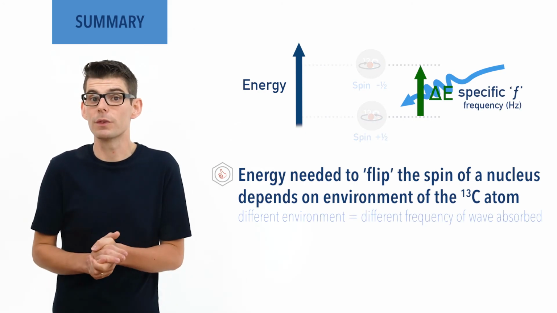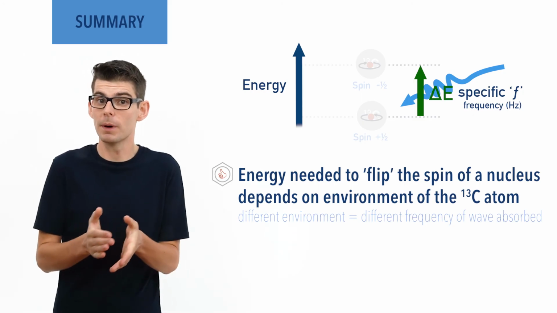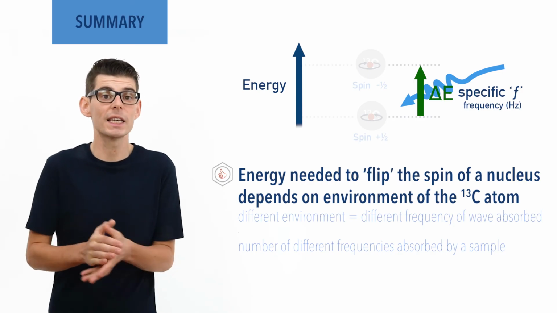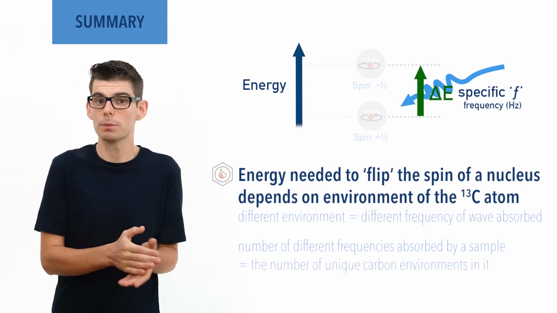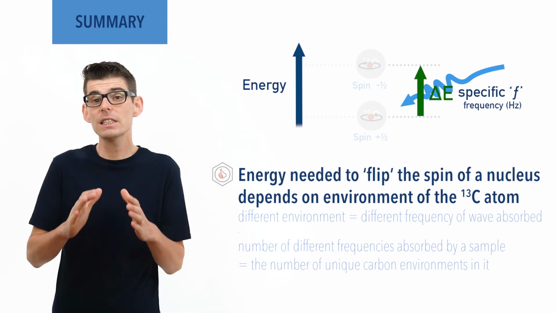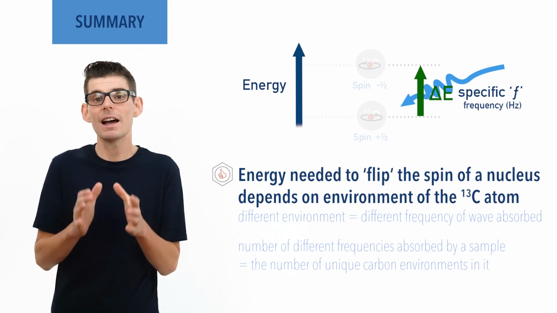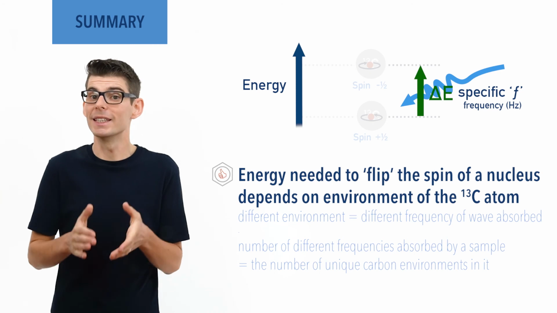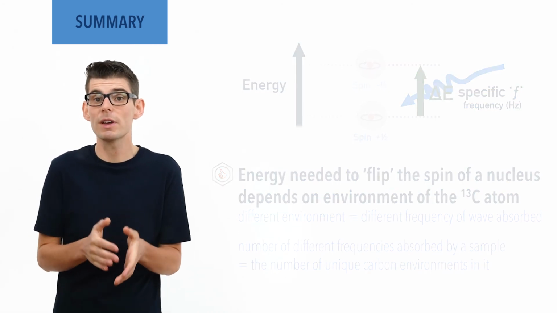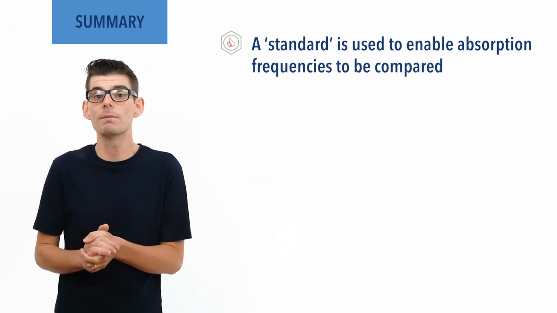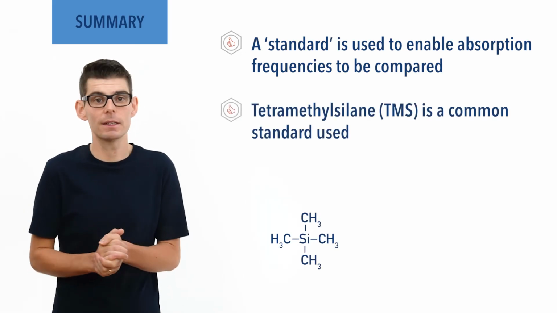The number of different frequencies of radio waves absorbed by a sample will be the same as the number of different or unique carbon environments in the molecules present. It isn't the specific frequencies absorbed that are important, it's how they compare to each other, meaning a standard is used that all measurements are compared to. A common standard used is Tetramethylsilane, TMS.